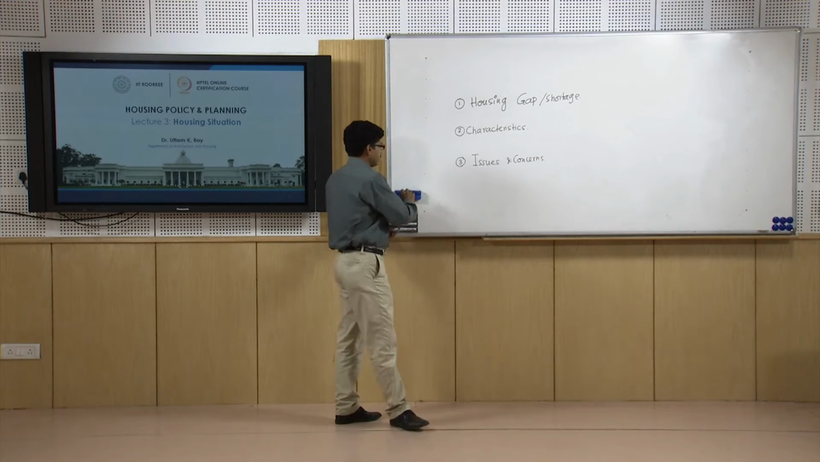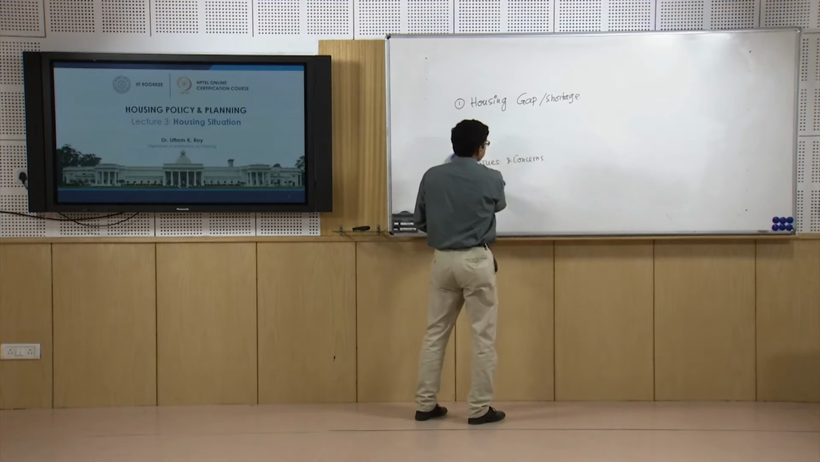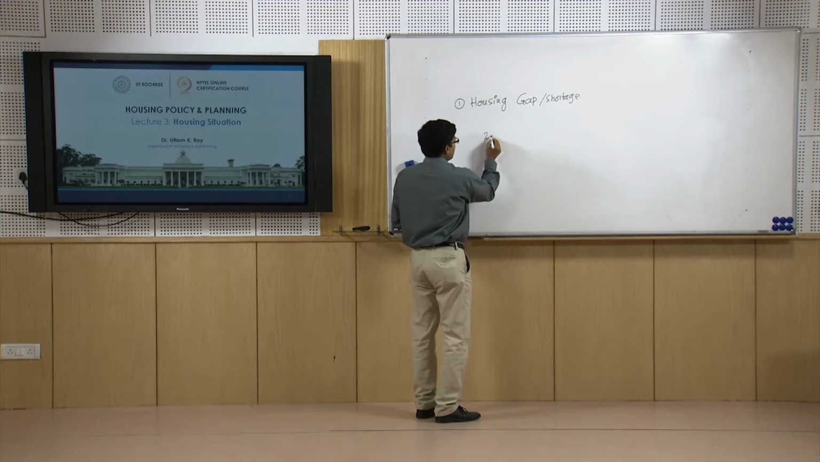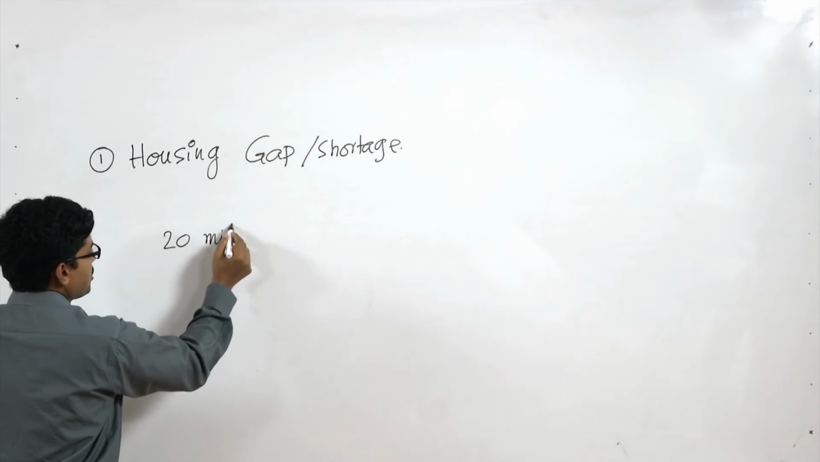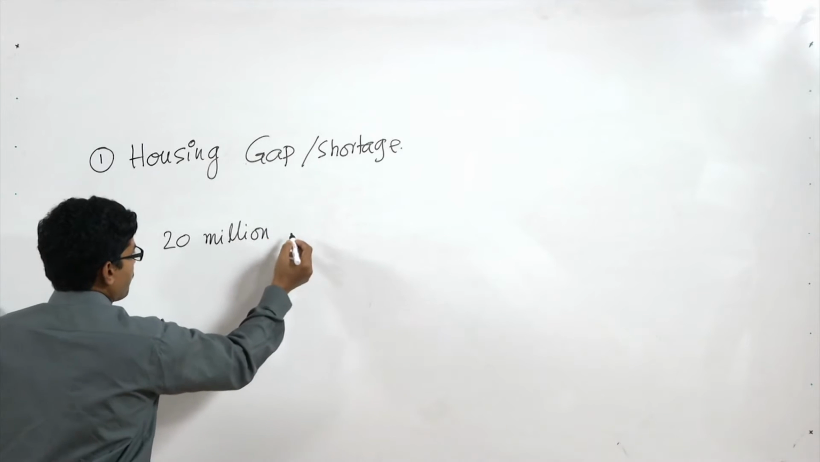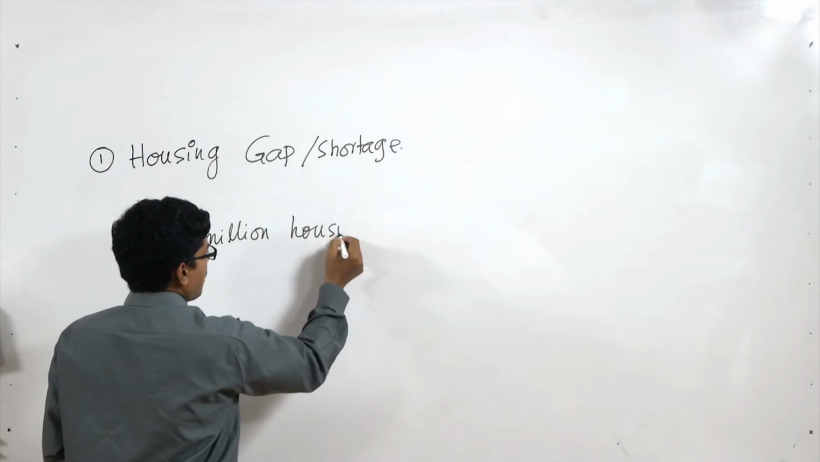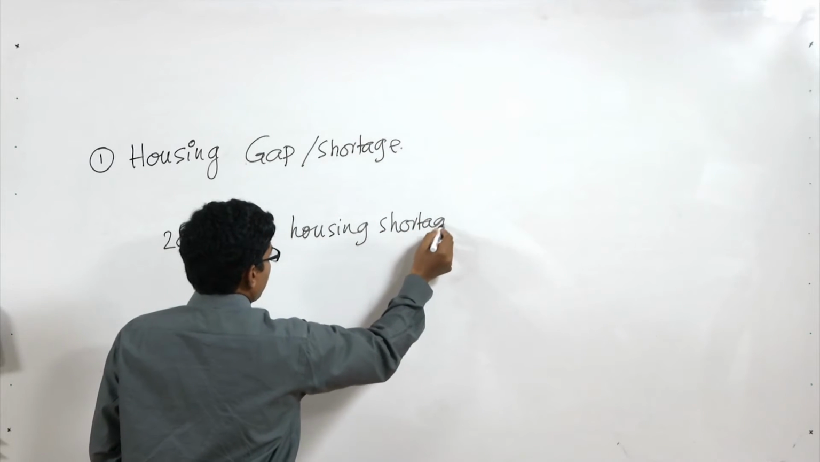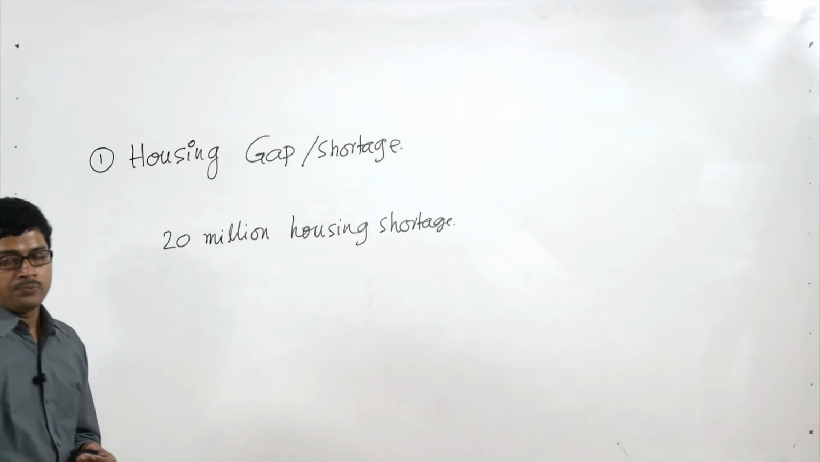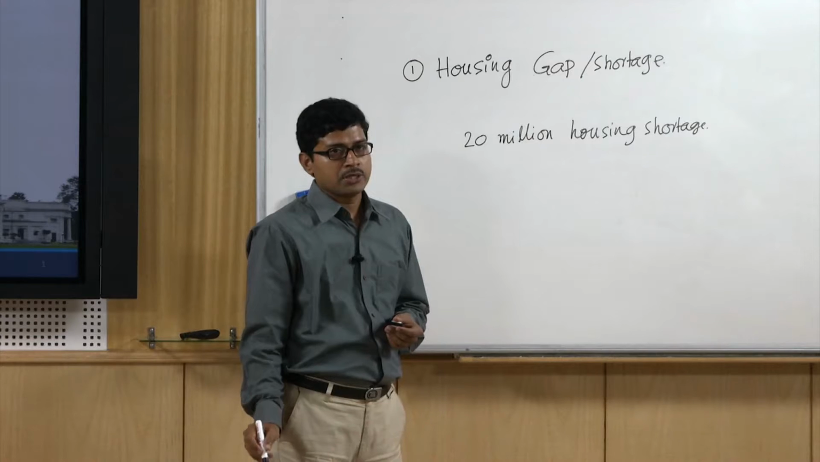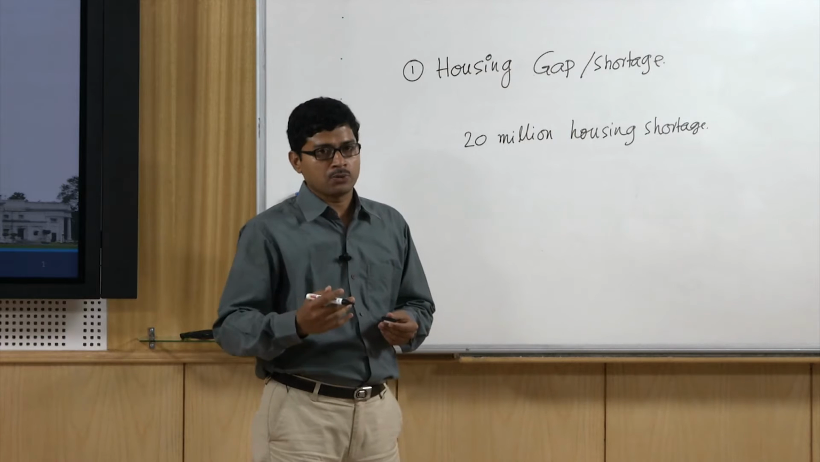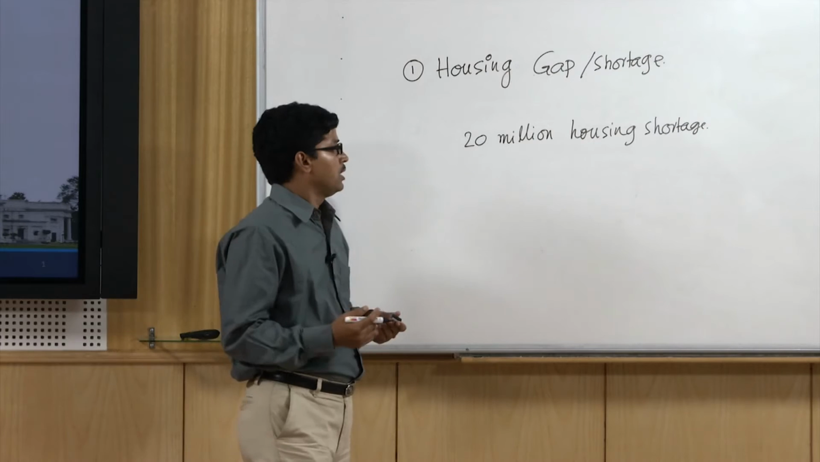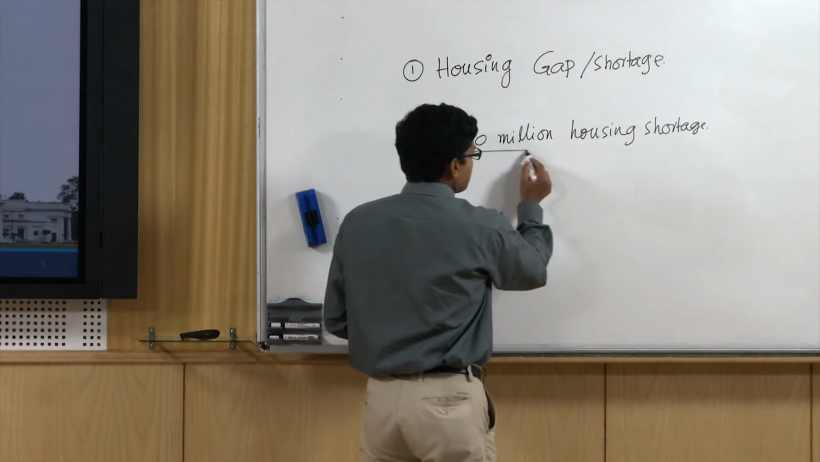As per the government data, we have right now almost 20 million shortage. Now this 20 million housing shortage is based on various shortage calculations given by the government departments and also other departments. Now what does it mean, this 20 million housing shortage?